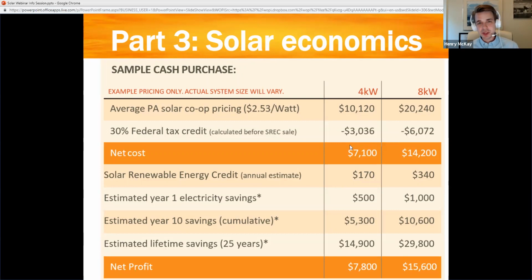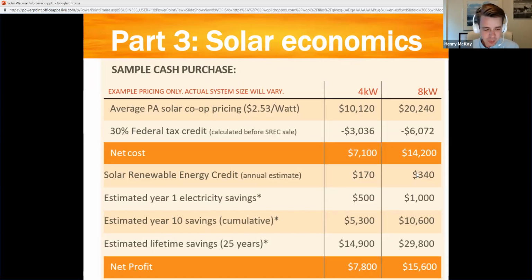So they're buying those SRECs to meet the compliance requirements, and then the solar owners are getting some revenue that helps defray the cost of going solar. Now, you can see for the 8 kilowatt system, we estimate a home might have $340 of SREC income in a single year. That's not a huge amount of money.